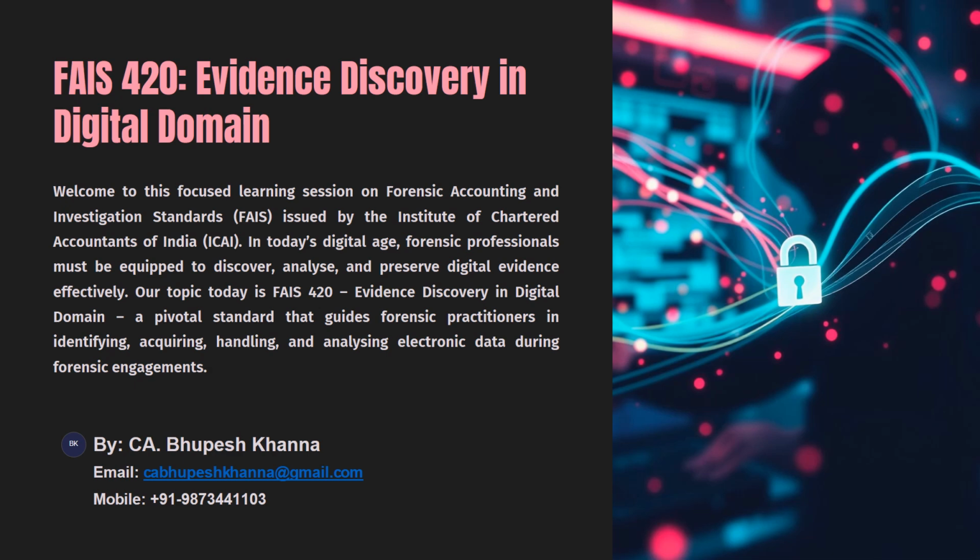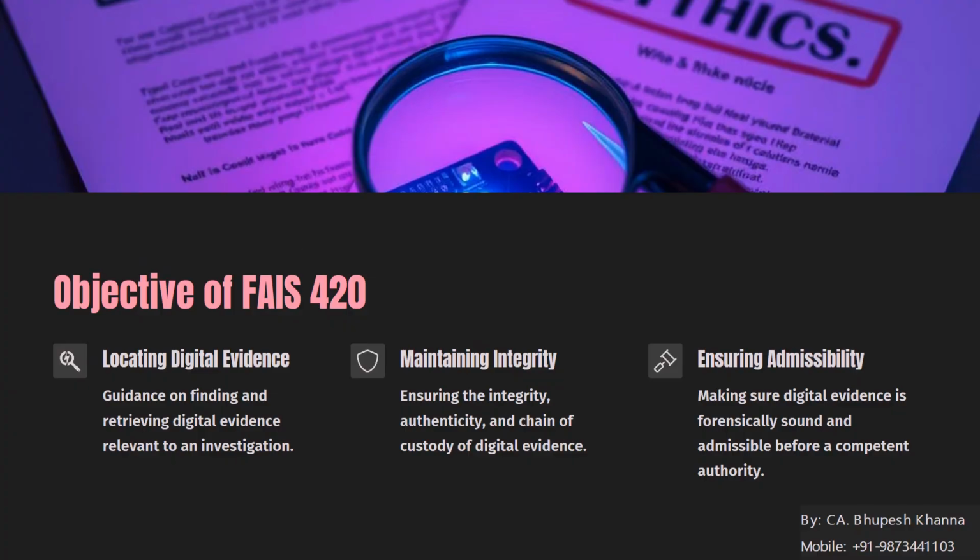Evidence Discovery in Digital Domain, a pivotal standard that guides forensic practitioners in identifying, acquiring, handling, and analyzing electronic data during forensic engagements. First point is Objective of FAIS 420. It aims to provide guidance on locating and retrieving digital evidence relevant to an investigation, maintaining the integrity, authenticity, and chain of custody of digital evidence, ensuring that digital evidence is forensically sound and admissible before a competent authority. The standard promotes ethical, systematic, and legally compliant digital forensic practices.